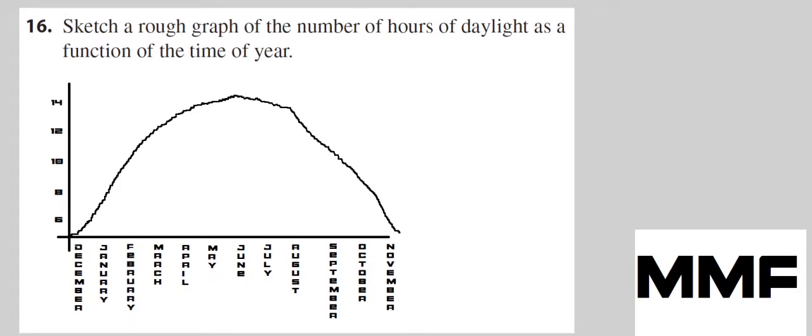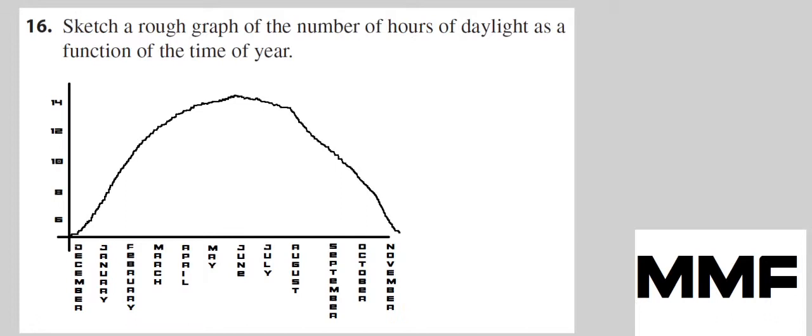Hi there, this is a continuation of James Stewart's calculus textbook titled Early Transcendentals, and this is section 1.1, question 16. The question is asking us to make a rough graph of the number of hours of daylight as a function of the time of the year.